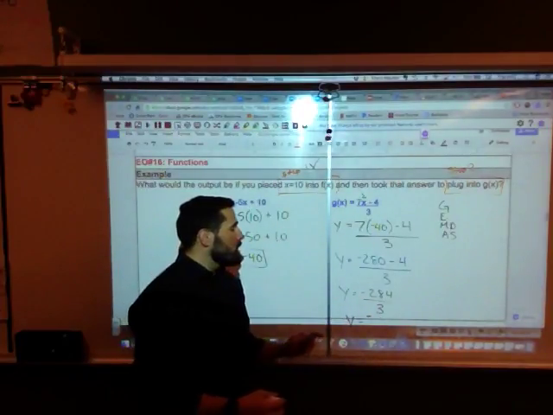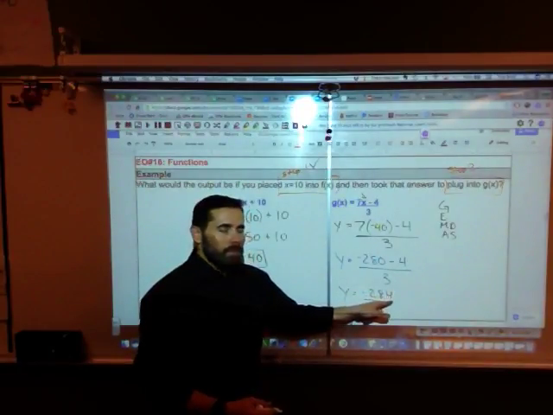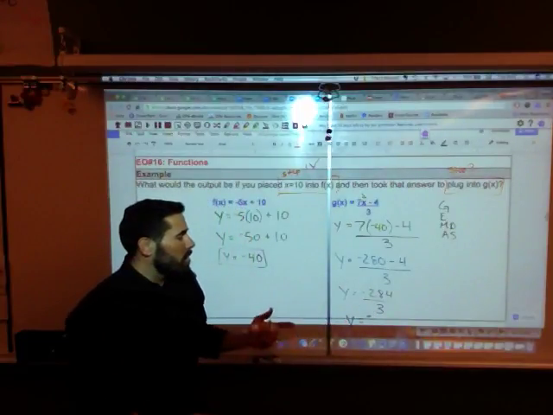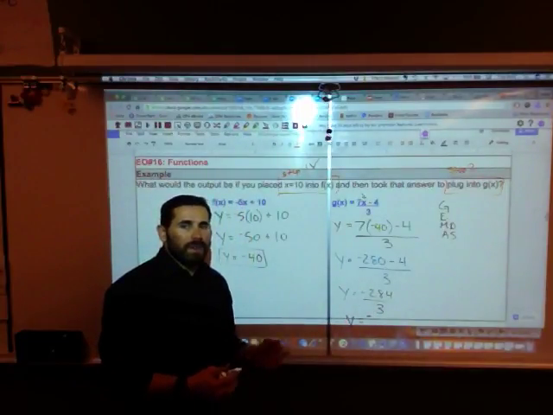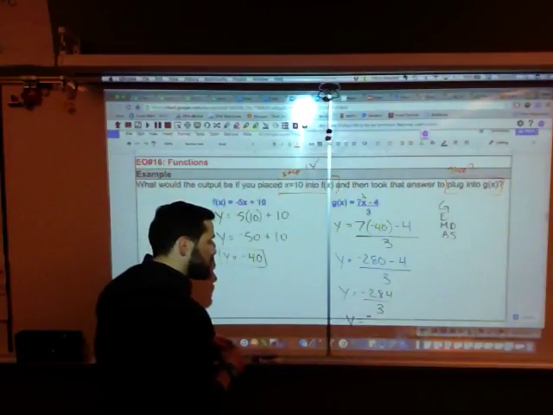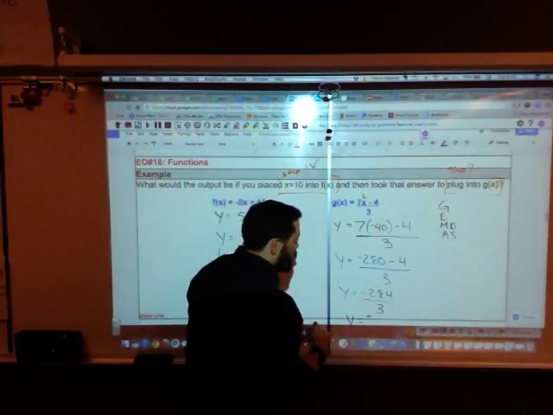284 divided by 3, 2 plus 8 is 10 plus 4, 14 divided by 3. Actually not going to be divisible by 3, so the best thing I can do is see if I can reduce this. Well, obviously I can't reduce it because the 3 can't go into it. So that is our answer.